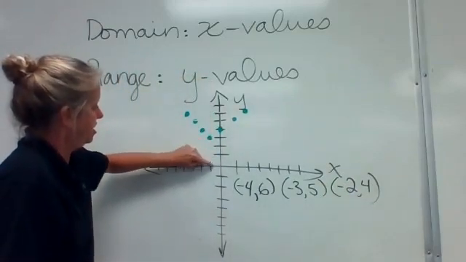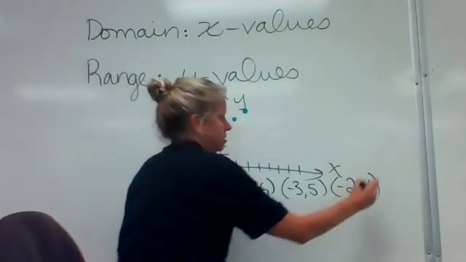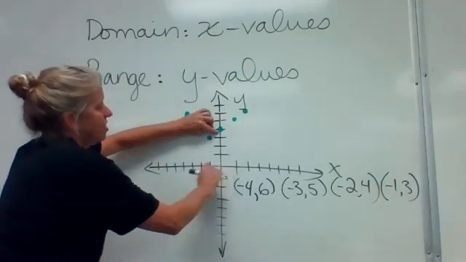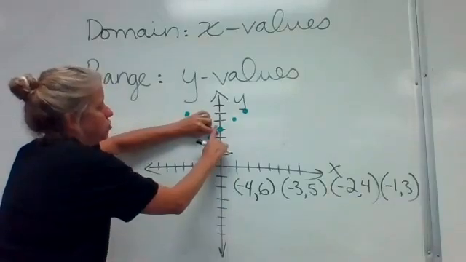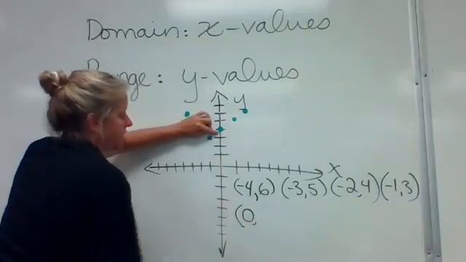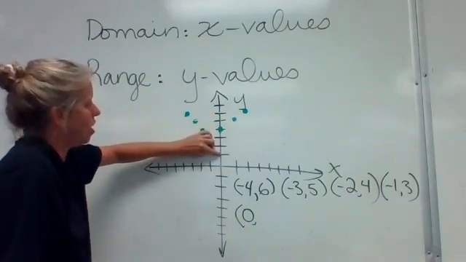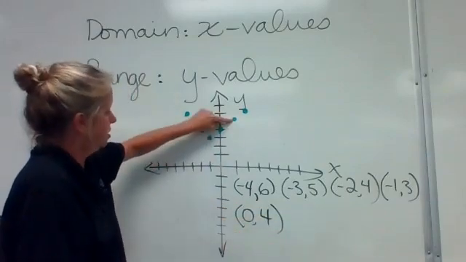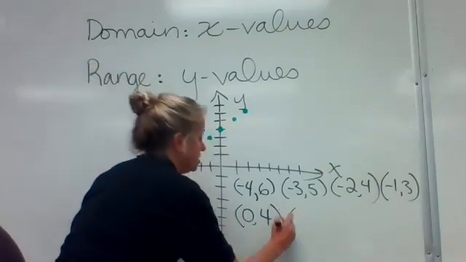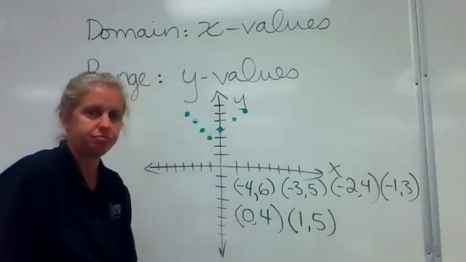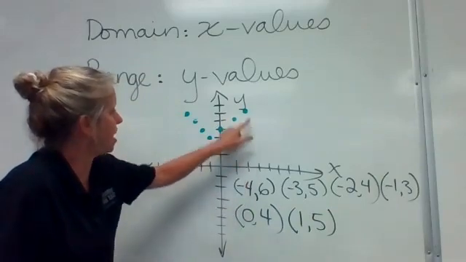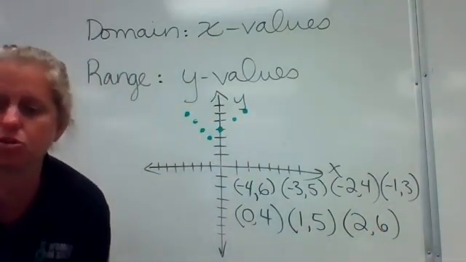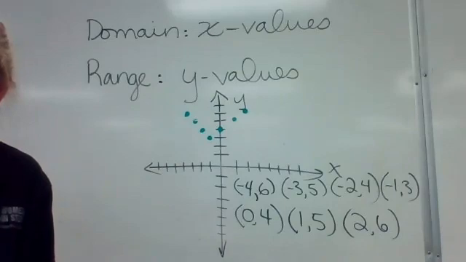This one's at -1, up 3. This one's not left or right at all, right? It started right here and it just went up. It didn't go to the left or right at all. So its x coordinate is 0. Its y is 1, 2, 3, 4. This one is to the right 1, up 5. So it's at 1, 5. And this one's to the right 2, up 6. So it's at 2, 6. So there is the list of those ordered pairs that go with each one of those points.